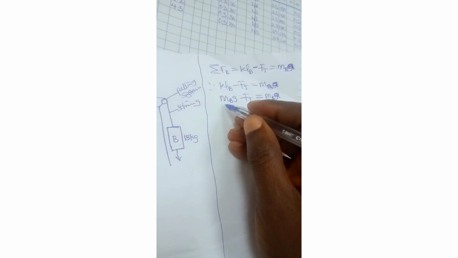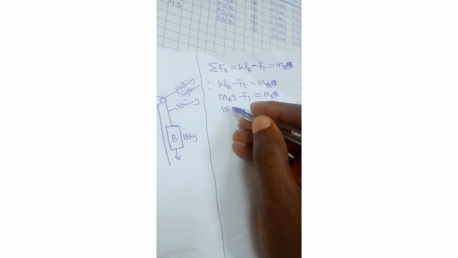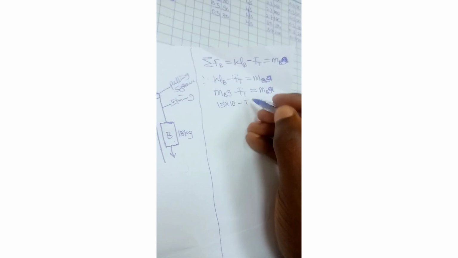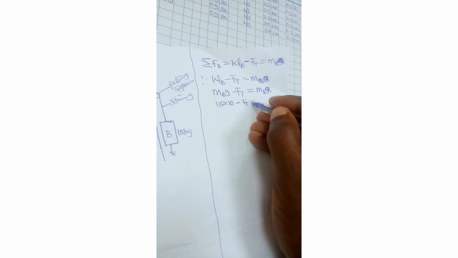Remember, the sum of the forces that act on B will produce the acceleration undergone by B. So this place should be acceleration. Now the mass is 15, and G is 10, minus your FT. Your FT is what you are calculating for.